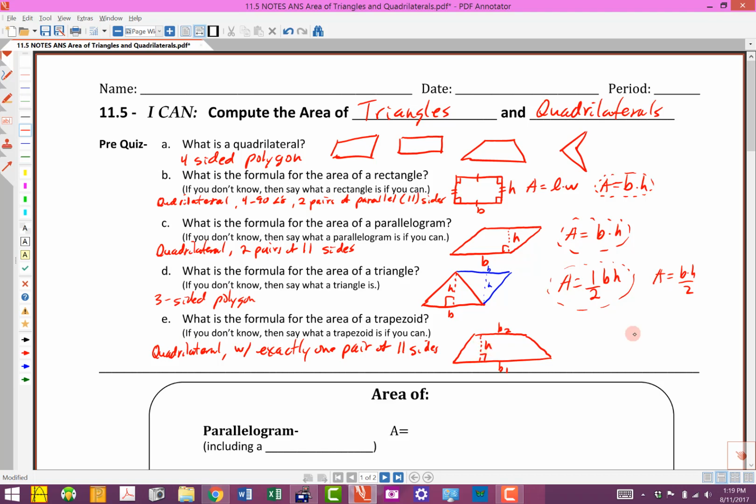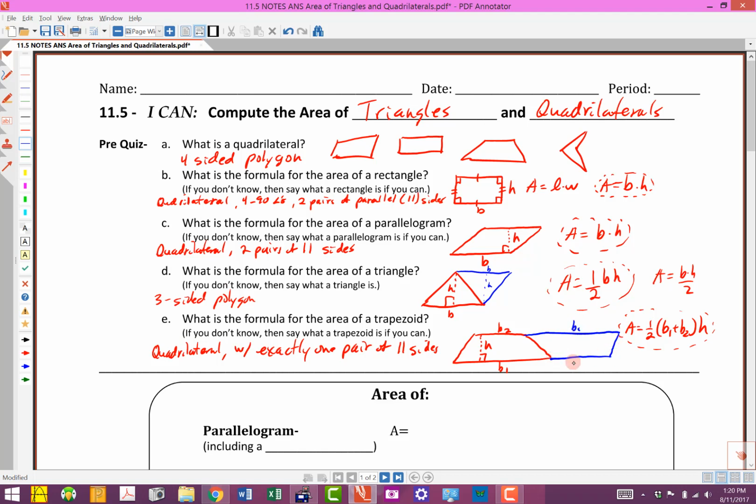Now, the formula for this is a little bit longer than the other ones, and I'm going to write it up here. So it's 1/2 of B1 plus B2 times H. Now let me show you why this is the formula. So there's the formula for a trapezoid. Let me see if I can draw this and make this look really good. I'm going to make a copy of this just like I did for the triangle up here, and I'm going to draw it and I'm going to flip it over. So I'm going to draw it like this.